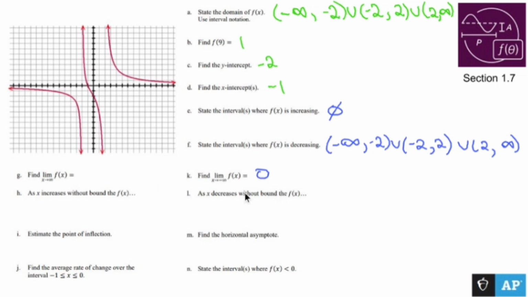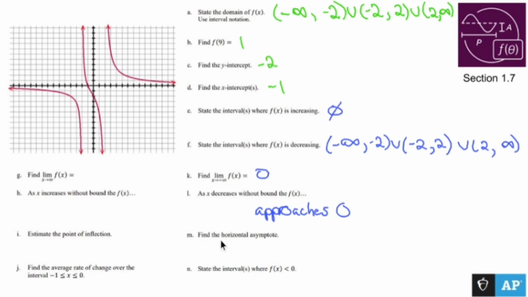It says that we will, so I'm jumping the gun. As x decreases without bound, the f of x does what? Well, that's basically what I answered for the previous one. It just says as x gets smaller, so as x decreases without bound is asking the same question. So what we'll do is we'll use words, and we'll say it approaches 0, or the x-axis.